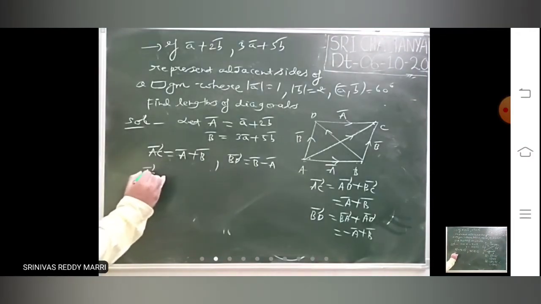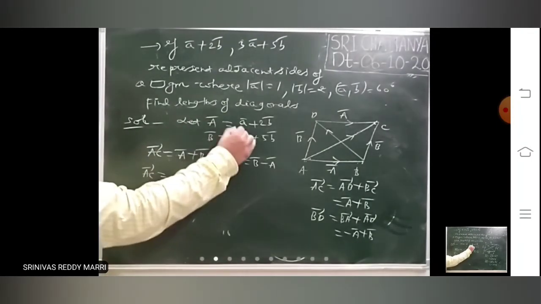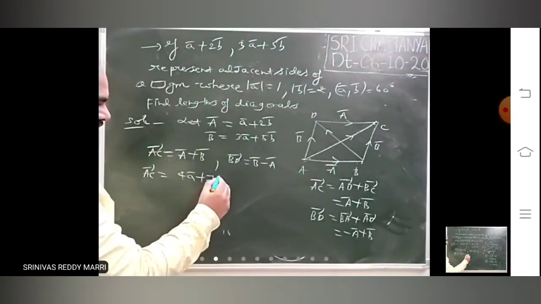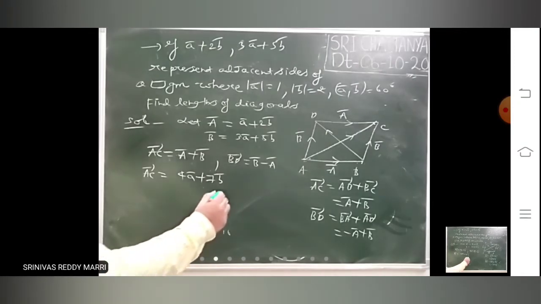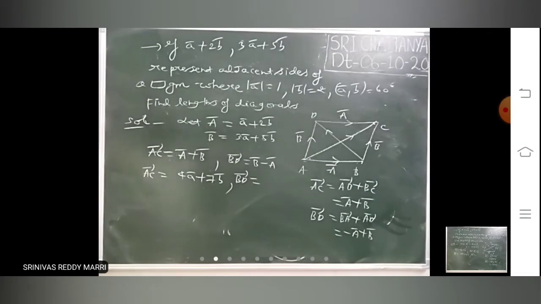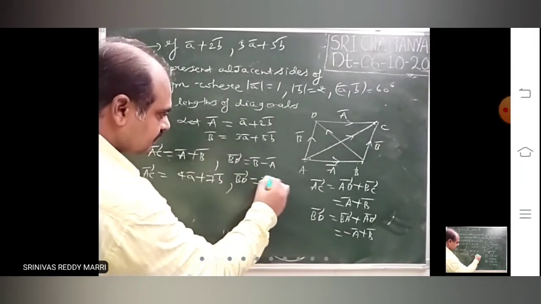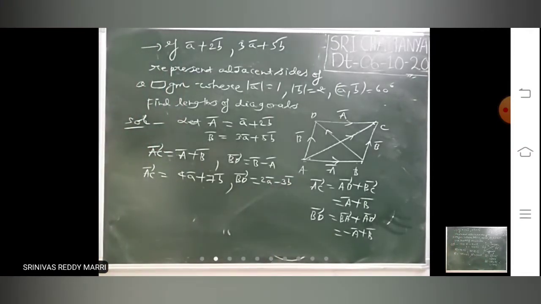Therefore, the AC diagonal is A bar plus B bar, so add these two. What are you getting? 4A bar plus 7B bar. Then the BD bar diagonal is B bar minus A bar, this minus this: 2A bar minus 3B bar. Right? Now you have to find the AC length.